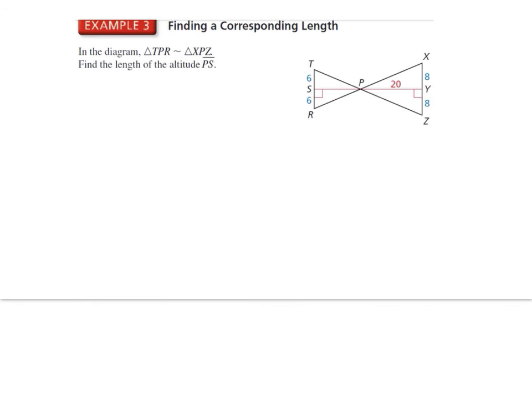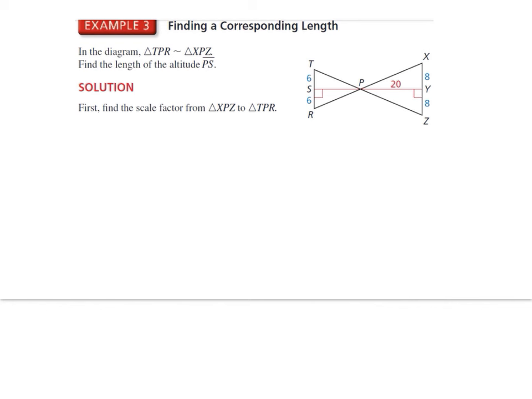All right, third example, let's look at the diagram. Triangle TPR is similar to triangle XPZ. Find the length of the altitude segment PS. So notice you have two shapes that are sharing the same vertex, vertex P. So it's good to get orientation, and when shapes are not side by side with the orientation the same, it's always a good idea to just re-sketch your picture to where all corresponding parts are just side by side.